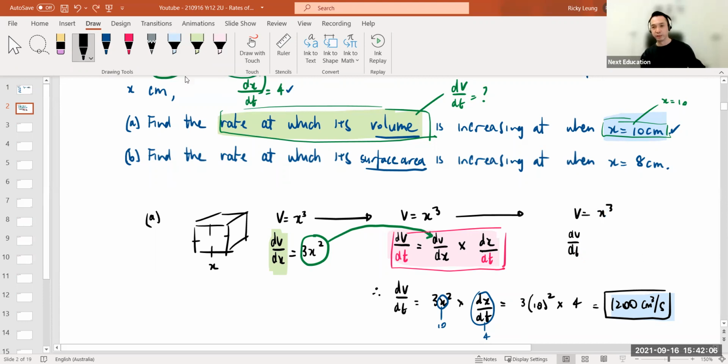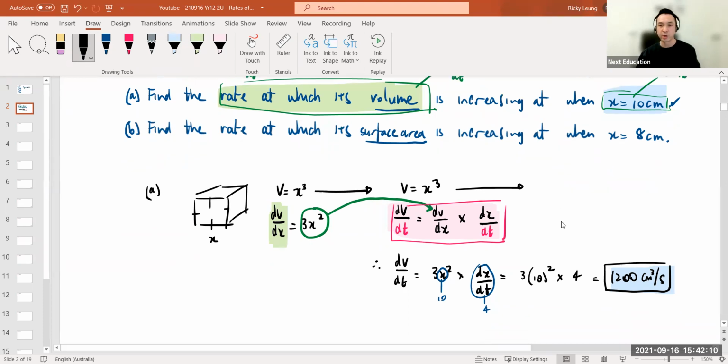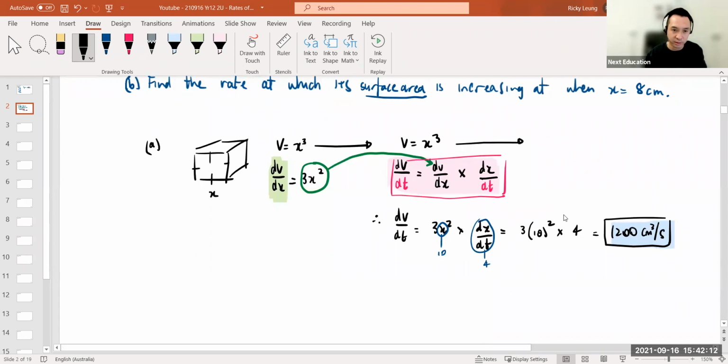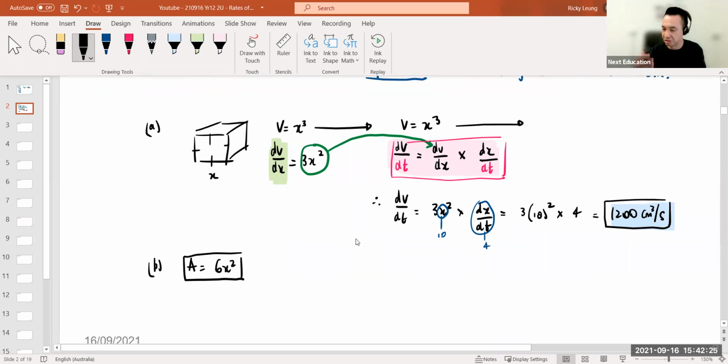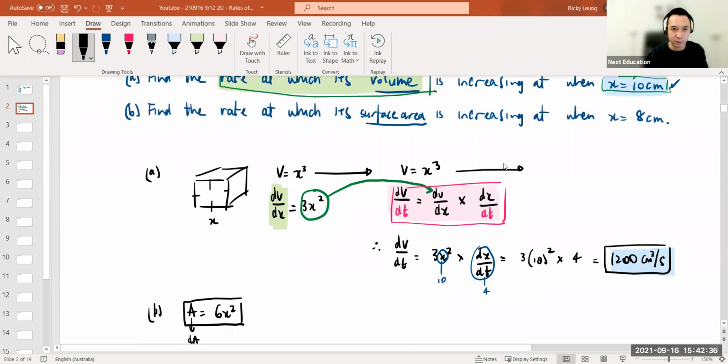I'm just going to remove that going forwards. For part B, I'll do it the quick way and explain as I do it. Part B: find the rate at which the surface area changes. So this is all you have to do. The surface area equals 6x squared, which we know, pretty easy. Then what I do immediately is differentiate this with respect to time, because I want the rate. Just to be clear, I'll go back up to the question.